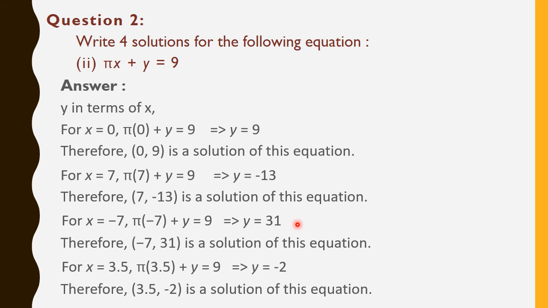For the last case, let's take x equals 3.5. Again, it is a multiple of 7. So pi into 3.5 will be 22 by 7 into 3.5. So we'll get it as 22 by 2, that is equal to 11. So 11 plus y is equal to 9. So we are getting the value of y as minus 2. Hence, the solution will be (3.5, minus 2).